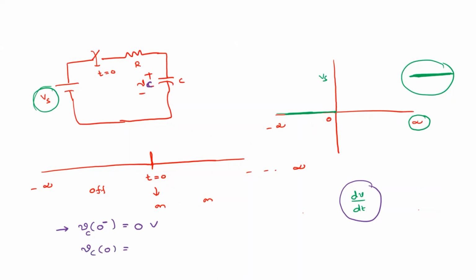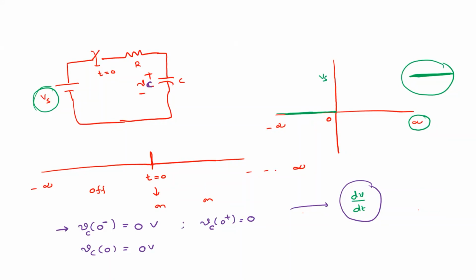0 only. And just after the switch is closed, again it is 0 only. So this is the meaning of the capacitor not allowing a sudden change in the voltage. Just before the switch is closed, at the instant the switch is closed, and just after the switch is closed, the voltage is 0 only.